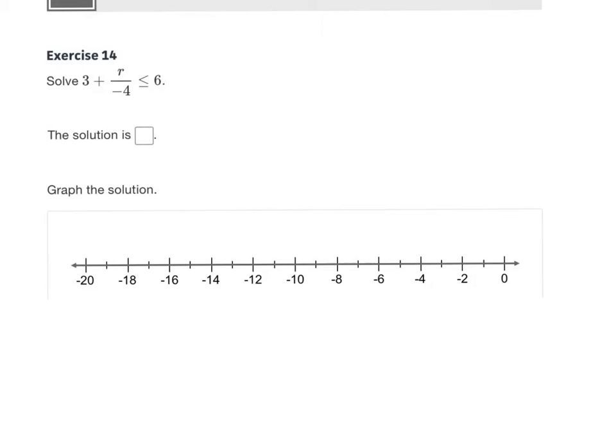Exercise 14. Let me rewrite this. We've got 3 plus r over negative 4 less than or equal to 6. We're going to start by order of operations backwards. We're going to get rid of a positive 3. To do that, we're going to minus 3 from both sides. That gives me r over negative 4 less than or equal to 3.